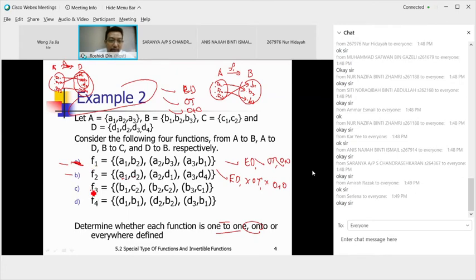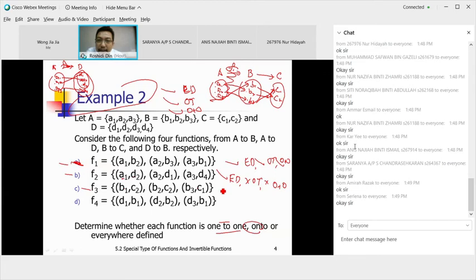Now we check function F3. So B and C. We look at B and C. So we create another relation. Here, C, we have two elements, C1, C2. So B1 maps to C2. B2 maps to C2. B3 maps to C1. Okay.